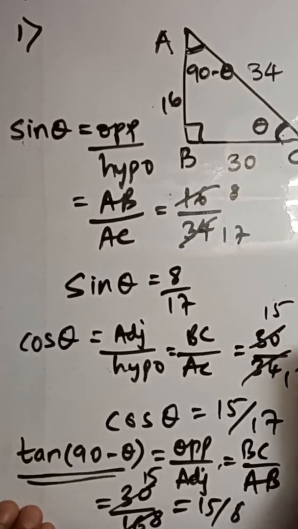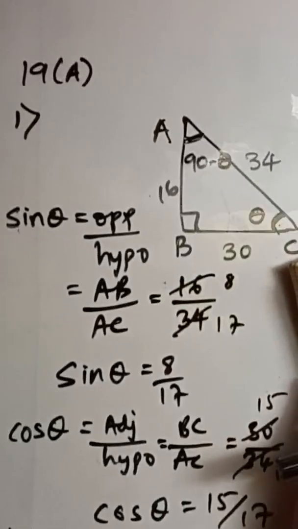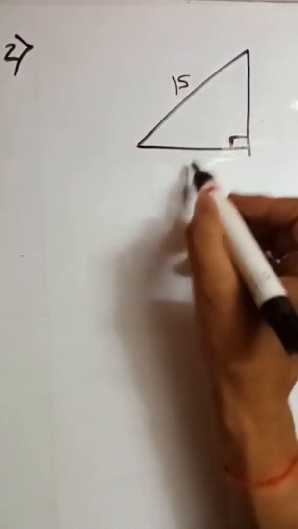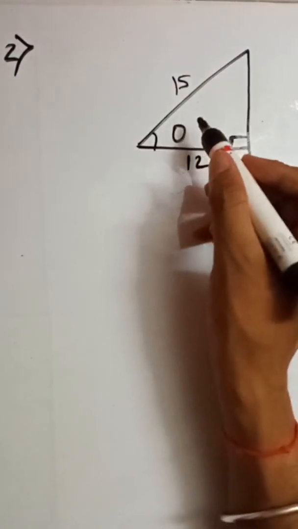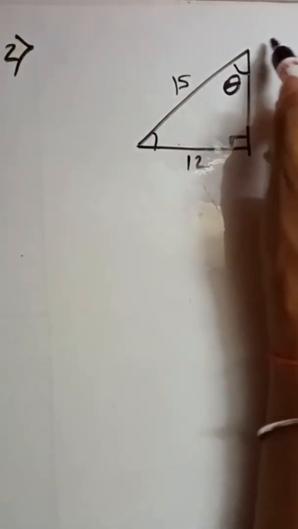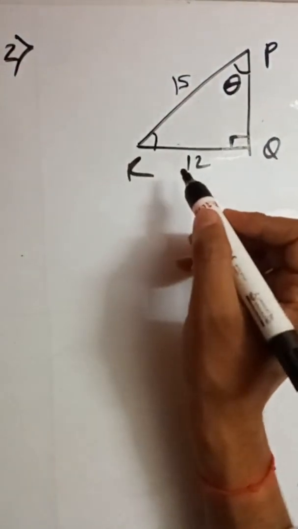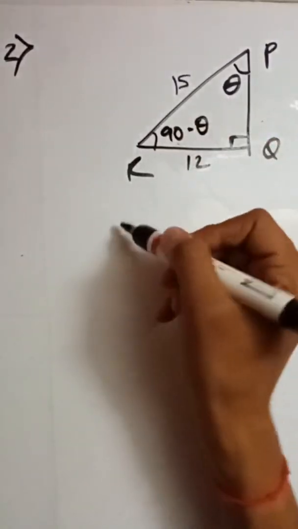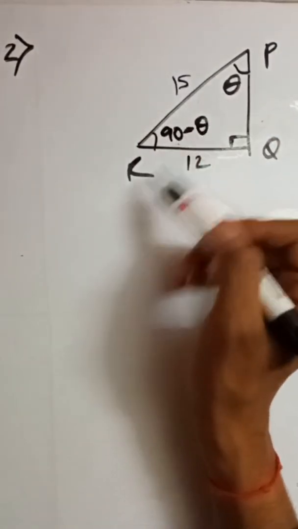Okay, next sum. Question 2. Again we have the diagram here. This angle here is theta. Okay. If this angle is theta, this is 90, so this has to be 90 minus theta. Okay, this angle has to be 90 minus theta.